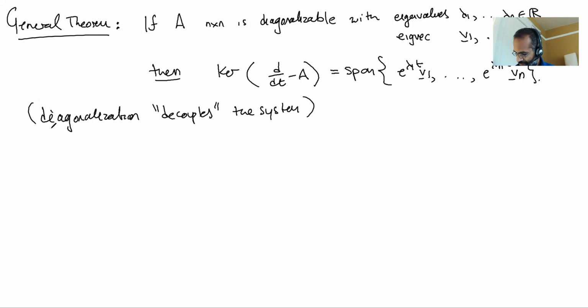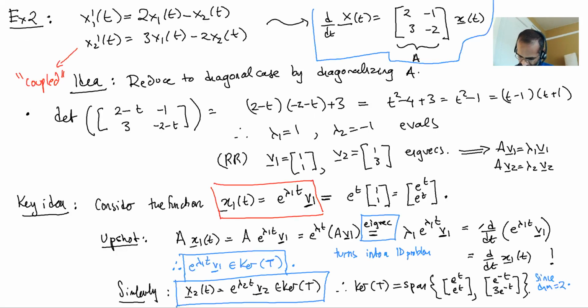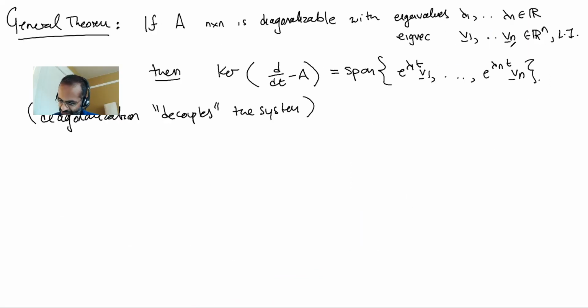Any questions about the statement of the theorem? The proof is really just this one line, this very important line where it says upshot, that the A just turns into multiplication by lambda 1, and then you just get a one-dimensional differential equation which you can solve. Does this work if the multiplicity of each eigenvalue is greater than 1? Absolutely. All you need is a basis of eigenvectors.